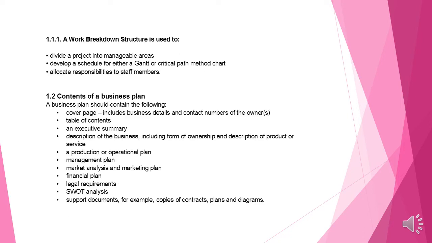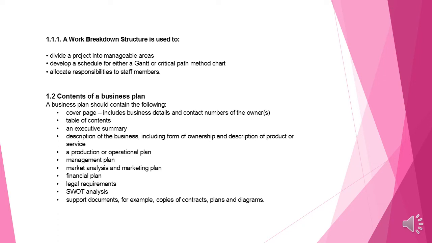Next slide, we have a work breakdown structure. It is used to divide a project into manageable areas. It is also used to develop a schedule for either a Gantt or critical path method chart. And then it is also used to allocate responsibilities to staff members. You must use the work breakdown structure to divide a project into manageable areas, to develop a schedule for either a Gantt or a critical path method chart. And then you must also use it to allocate responsibilities to staff members.